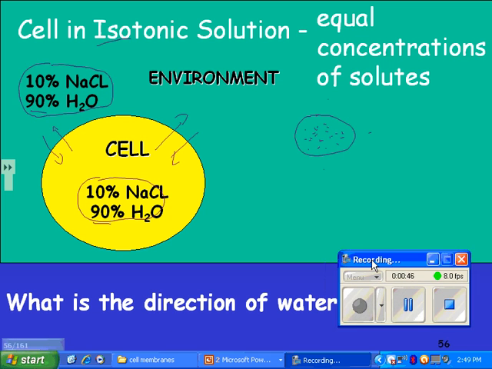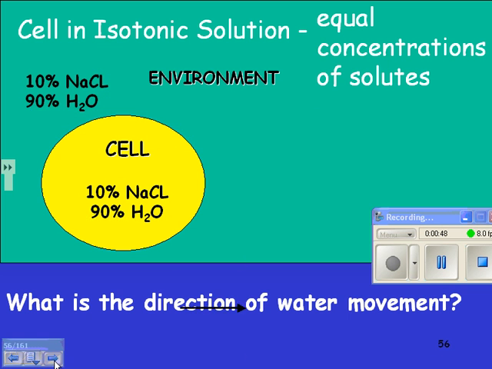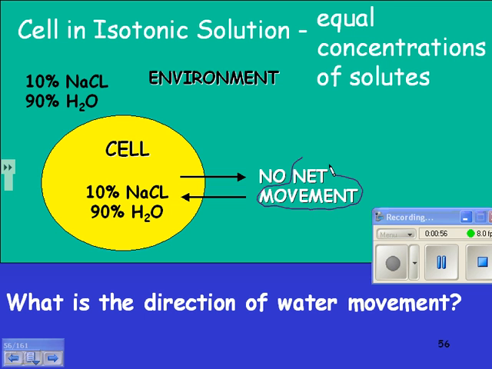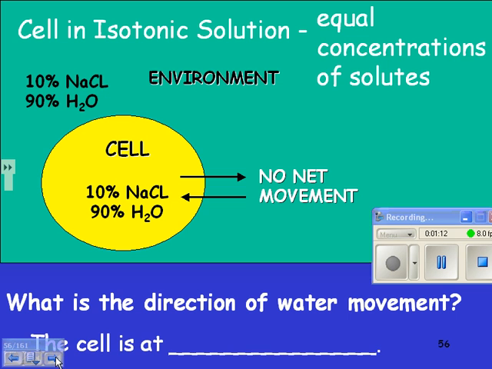So what is the direction of water movement? About the same amount in as out. So no net movement, it's called. Here's another thing that you should learn along with dynamic equilibrium, which means as much goes in as goes out. Net movement means if you count all the water molecules out and you subtract from it all the water molecules going in, it's going to be zero. So no movement either way, even though some goes out and some goes in. So the cell is at equilibrium.